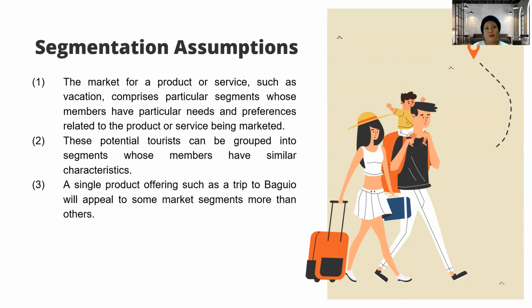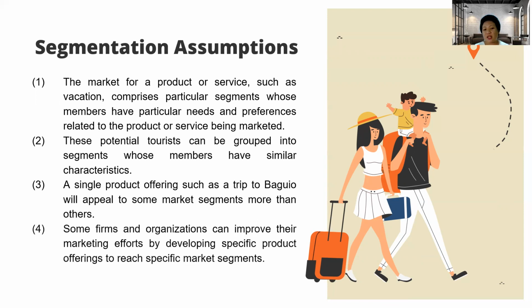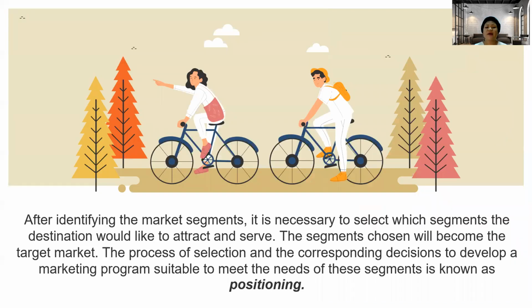others. So if one product, for example, going to the beach, will appeal to some tourists, it may not be appealing to other types of tourists. Some firms and organizations can improve their marketing efforts by developing specific product offerings to reach specific market segments. So after identifying the market segments, it is necessary to select which segments the destination would like to attract and serve, and the segments chosen will become the target market.